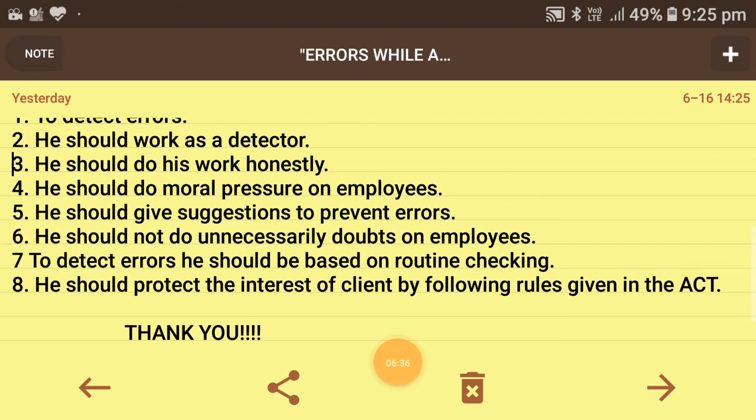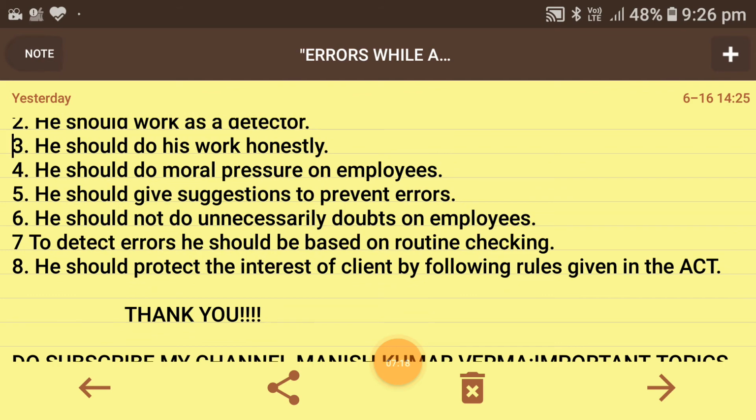Next, he should not have unnecessary doubts about employees. If there are any problems in the books of account, then he should ask them, not doubt them, saying you have made this mistake, you have made that mistake. It should not be done like this. For example, after being appointed, he should not call all the employees and say, look, I have been appointed here, which means you have done something mischievous or wrong, so make all the documents clear and present them to me. This kind of thing should not be shown in front of the employees by an auditor. So he should not have unnecessary doubts about employees.